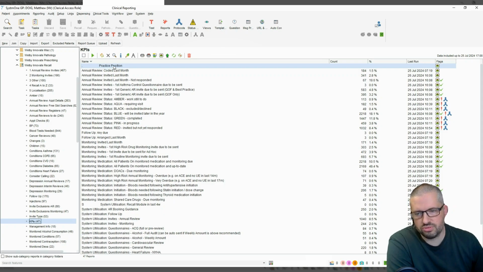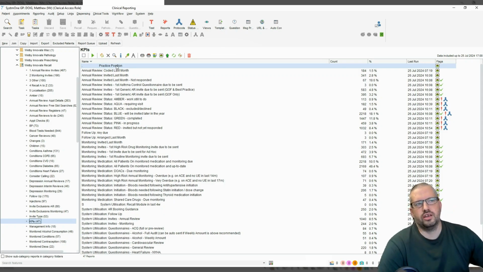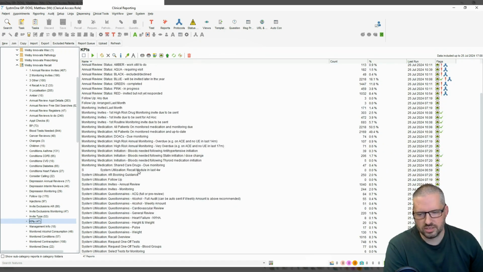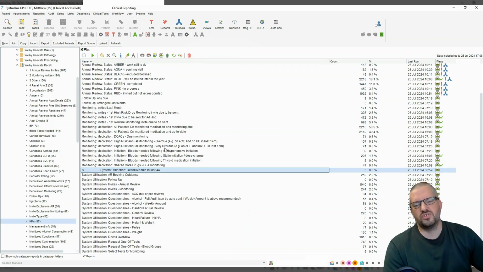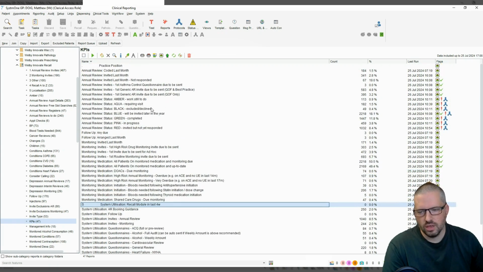The first is your sort of practice position, which is looking at where are you at in terms of patients who need review still, invites. And then the second half is about system utilization. So of the key features and things that you could be using, what are you using lots? What are you not using at all? So just to talk you through briefly some of this and how you might dig into it.